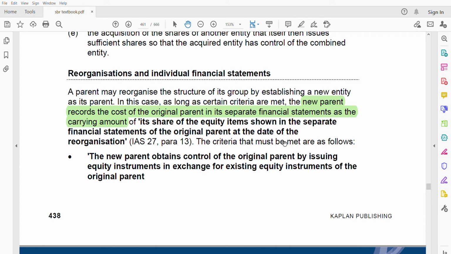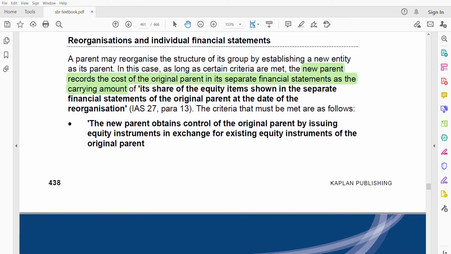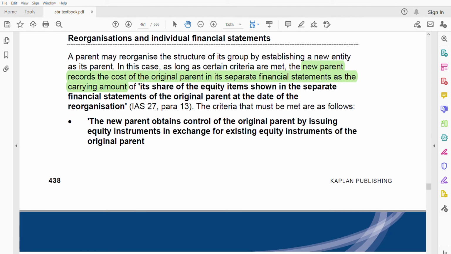So what is the criteria that must be met? The new parent obtains control of the original parent, that is more than 50%, by issuing equity instruments in exchange for existing equity instruments of the original parent. So they are issuing their equity instruments in exchange for the original parent's equity instruments. It's like share for share.